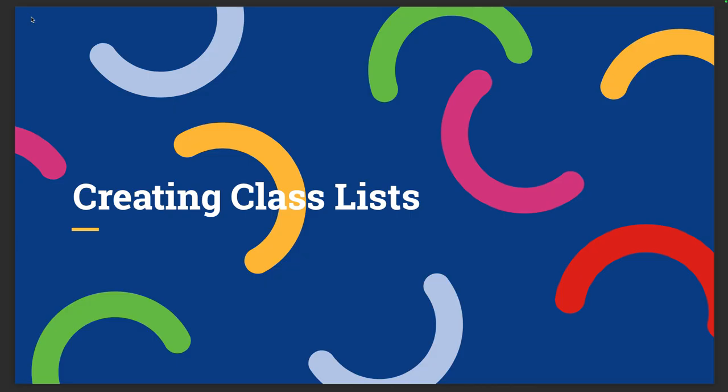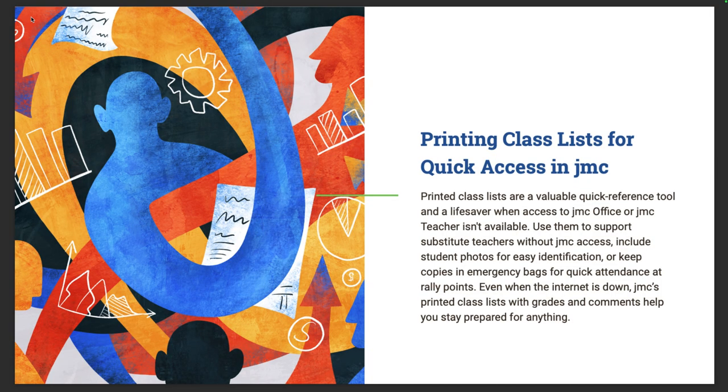So first we have creating a class list. Printed class lists are a valuable quick reference tool and a lifesaver when access to JMC Office or JMC Teacher isn't available. Use them to support substitute teachers without JMC access, include student photos for easy identification, or keep copies in emergency bags for quick attendance at rally points. Even when the internet is down, JMC's printed class lists with grades and comments help you stay prepared for anything.